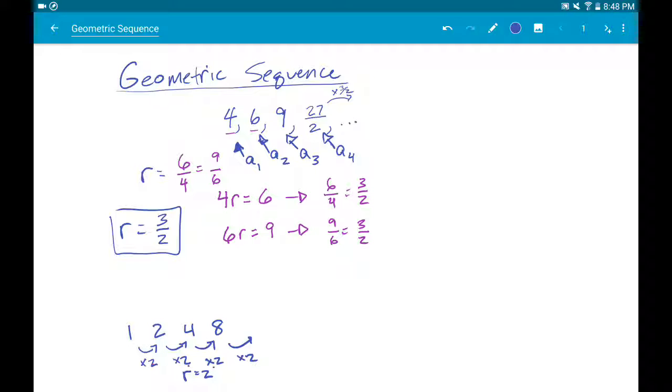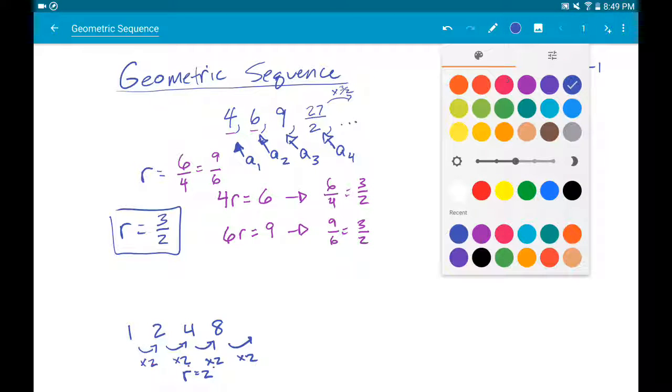But if I ask you to find the 8th term, 9th term, 100th term, there is a formula for a geometric sequence that will always work. It's classified as the nth term, meaning any term you want, is equal to the first term times your ratio to the n minus 1 power. And I just want to show a quick demonstration on how to use this formula.